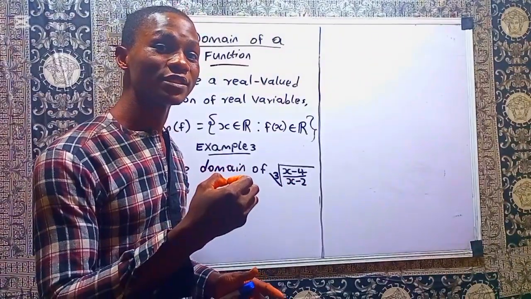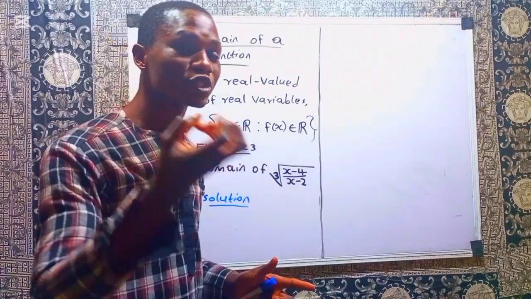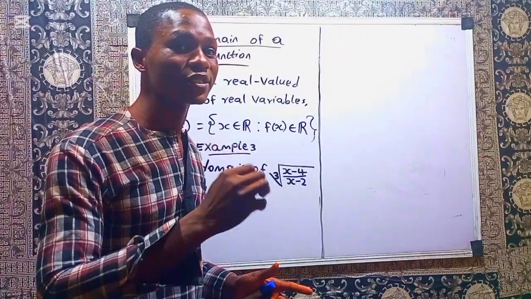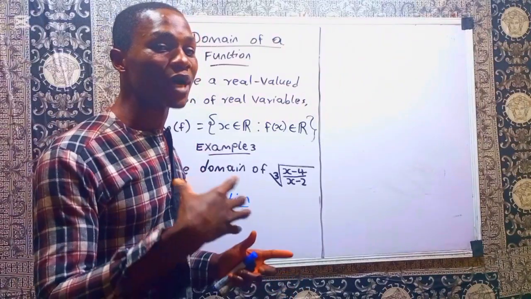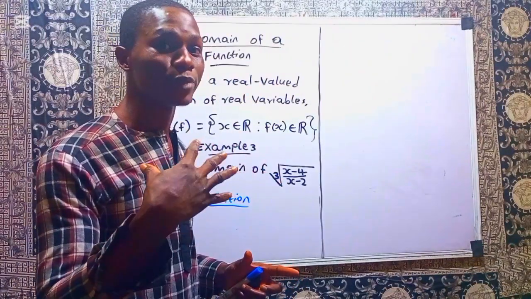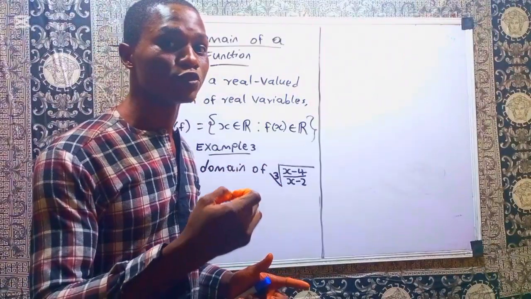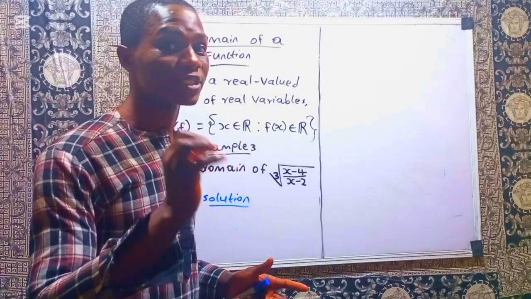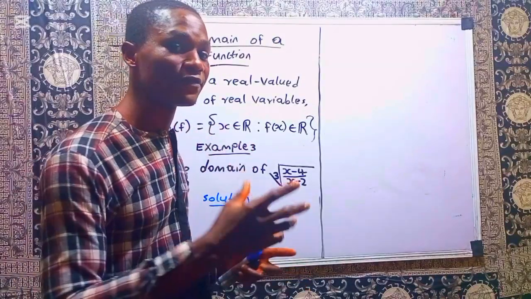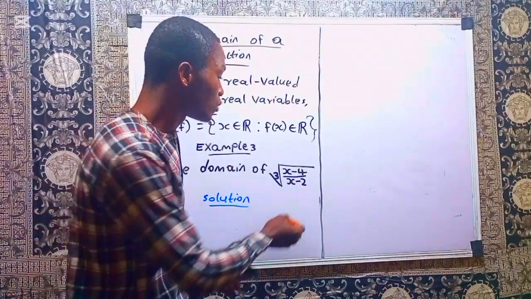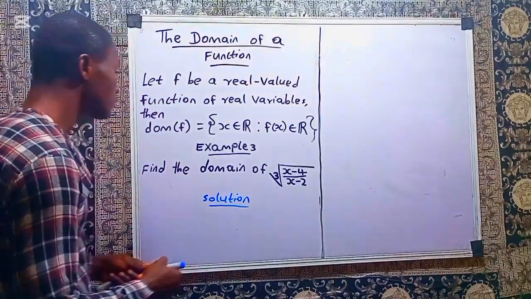To find the domain of this function, you have to remove those points that will make the denominator 0. You remove them from the real line, and other points will now be the domain of the function. Because if you have a fraction, you will not allow the denominator to be 0, because if the denominator becomes 0, you get infinity, and infinity is not a real number. So try to remove the points that will make the denominator 0, right?